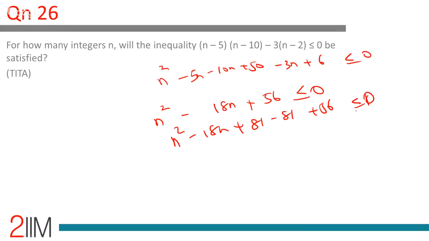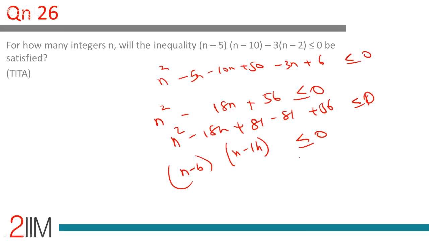Minus 81 plus 56, 25. That is a perfect square. I'm doing something silly with the factorization. 14 into 4, n minus 4 into n minus 14 is less than or equal to 0. I think I just embarrassed myself a little bit there.